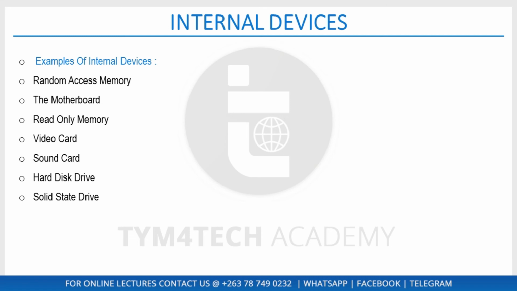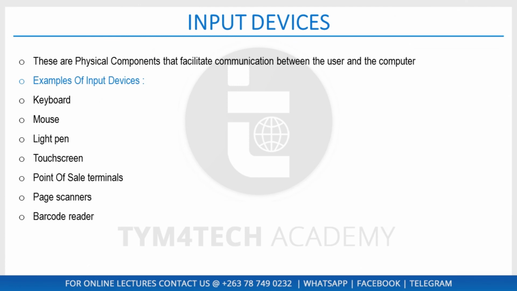Now that you know the hardware device categories, we are going to take a look at how we can group these devices into input and output devices. Looking at input devices: input devices are computer physical components that facilitate communication between the user and the computer.